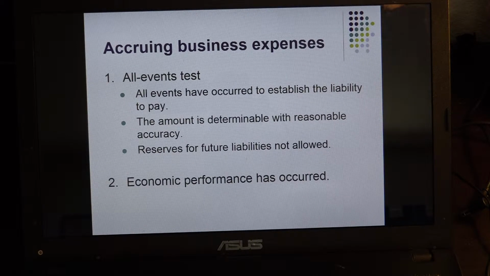Now, the all events test is similar to the all events test for recognizing income, and the additional economic performance requirement makes the deduction recognition rules more stringent than income recognition rules. The deduction rules generally preclude businesses from deducting estimated expenses or reserves.